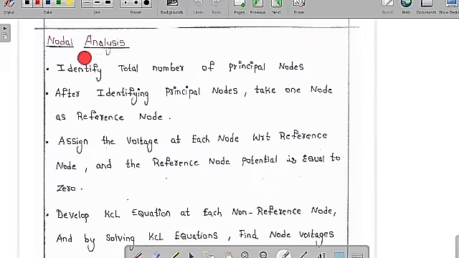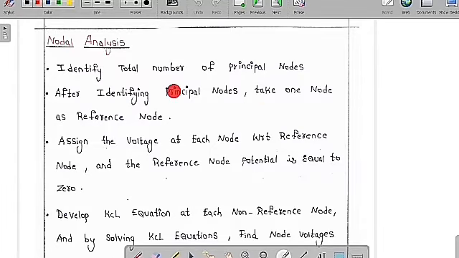So the next method in the electric circuits is the nodal analysis. See, in the nodal analysis, identify total number of principal nodes. Principal nodes means, at least, if there are greater than or equal to 3 branches at any node, meaning if 3 or more branches are going to meet at a certain point, then we are going to call that point the principal node. So therefore, we have to find them.